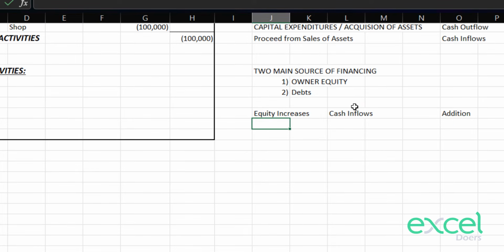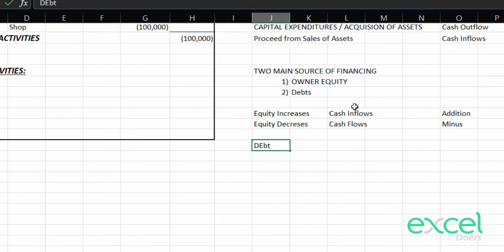And whenever equity decreases, let's say you have given dividends to your shareholders, right? Whenever you give the dividends, your cash outflows. Or if you are a sole proprietorship, whenever you take money out from the business, we call it drawing in accounting. So this is basically a minus or deduction, whatever you would like to call it, right?